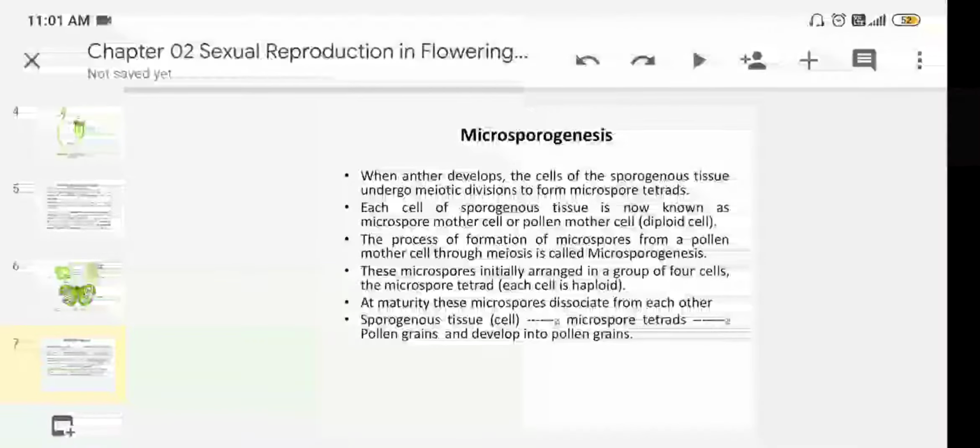These microspores are initially arranged in a group of 4 cells, the microspore tetrad. Each cell is haploid. From front view, you will be able to see the 3 only. The 4th one is at the backside of these 3. Like the methane structure, you see that carbon is attached with the 4 hydrogens, so they give the appearance of tetrahedral. Similarly here, all the 4 microspores initially remain attached in a tetrad form.